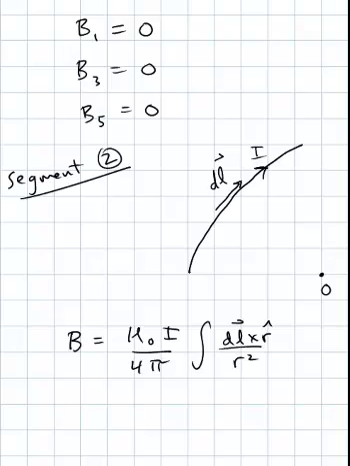and we want to know what little tiny contribution it is making to the magnetic field at point O, and r is the distance from dl to point O, and r hat is the direction. So there's my direction, and there's my distance, right?